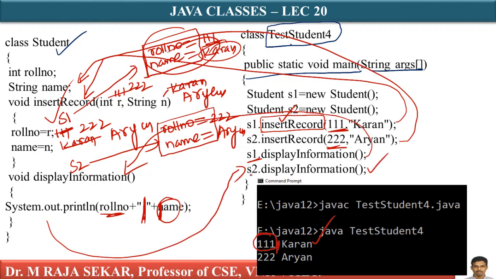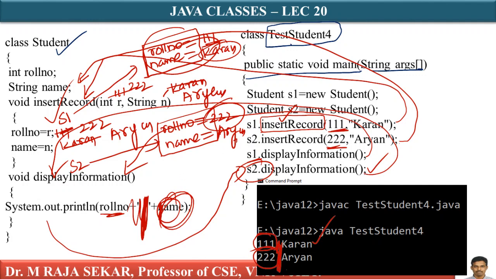I will come here. Again, S2 dot display information. Again, control will come here. I am referring to S2, the second object. What is my roll number? I am displaying 322, appending a space, and then the name variable. Name is Rn, isn't it?